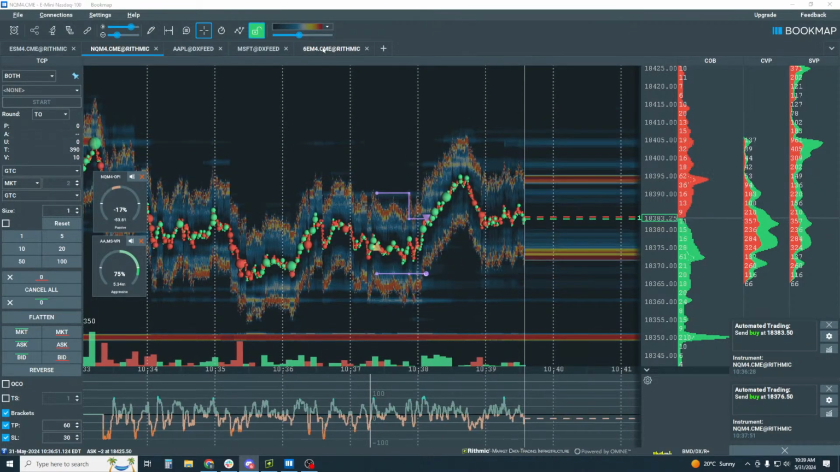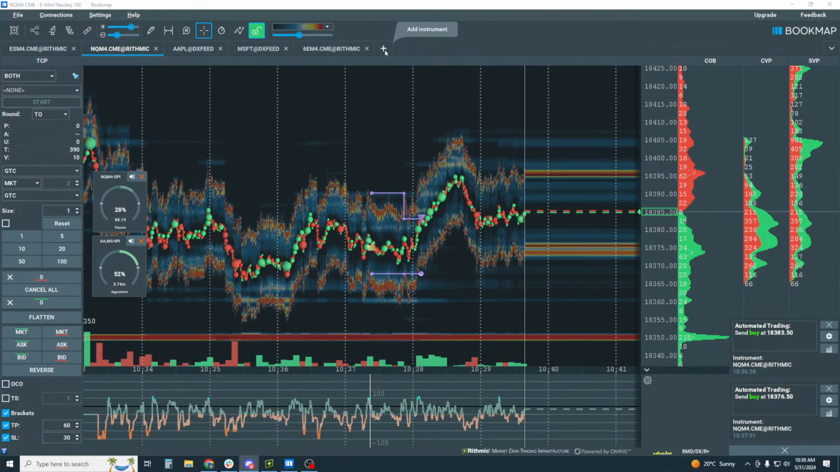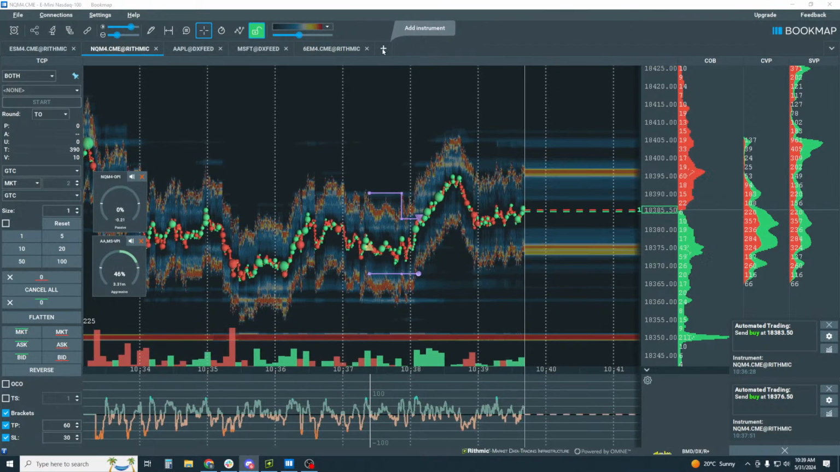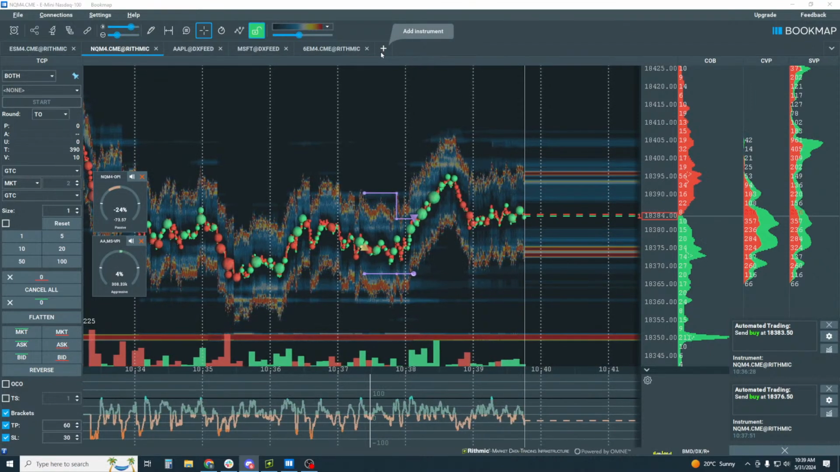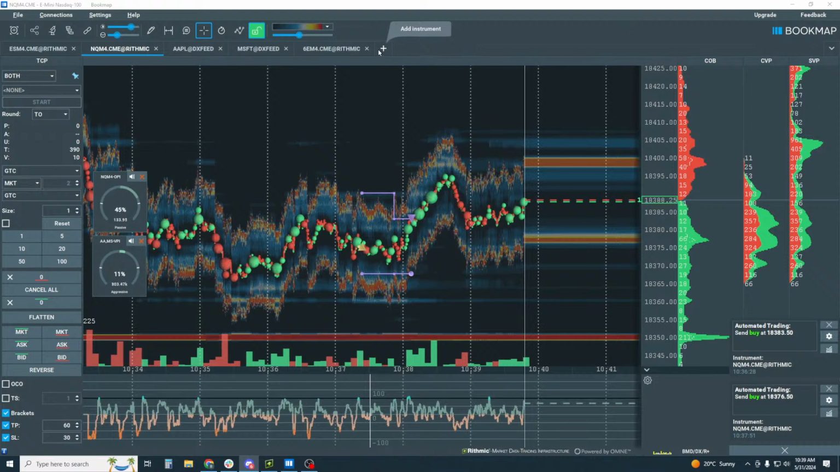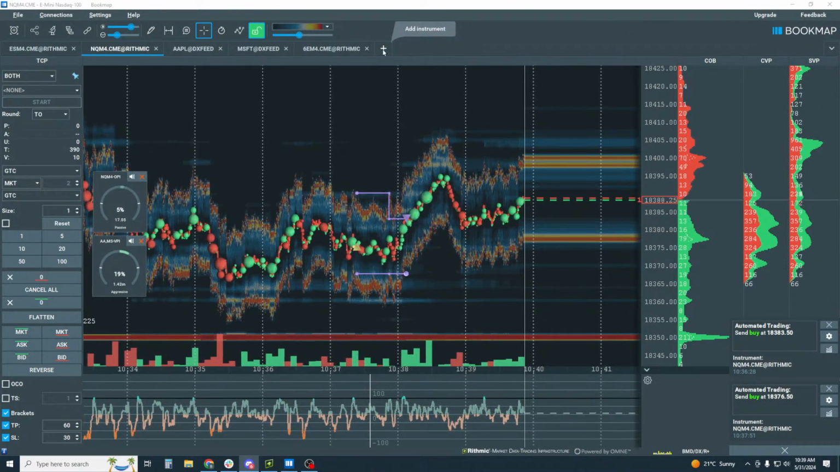The stock indexes as well as the currency futures. But if you have the whole futures data package of CME, CBOT, NYMEX, and COMEX, then you can use any of the futures from those exchanges, any of the instruments.